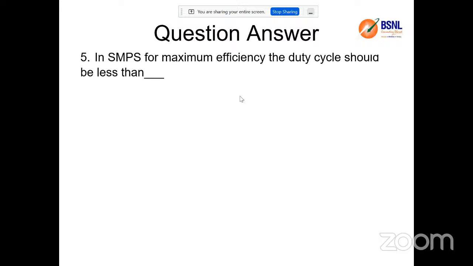A few more questions are there. In SMPS, that is in switch mode power supply, the duty cycle for maximum efficiency should be less than what? Let me show you the answer. It's 0.5. Because if the duty cycle is less, meaning lesser than this, the output will be maximum.